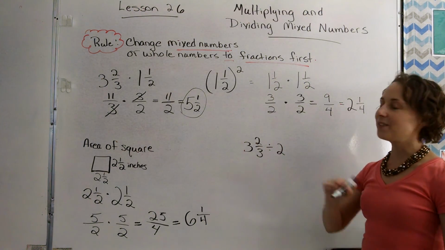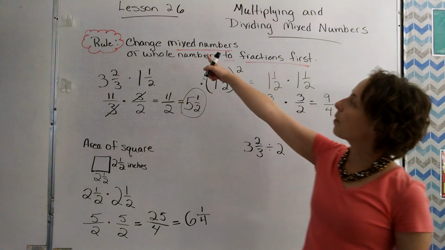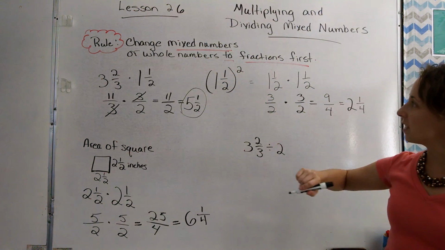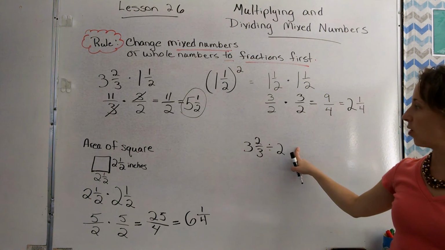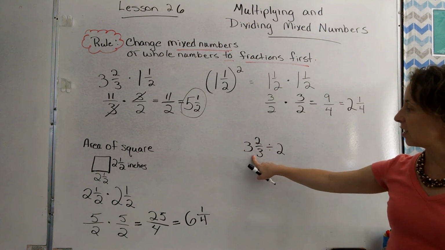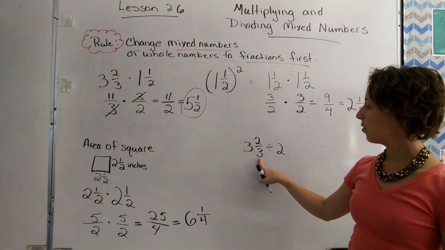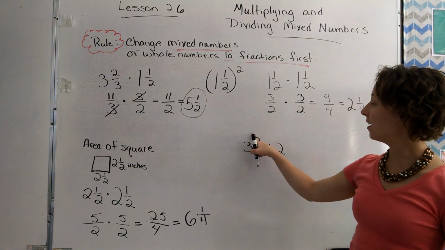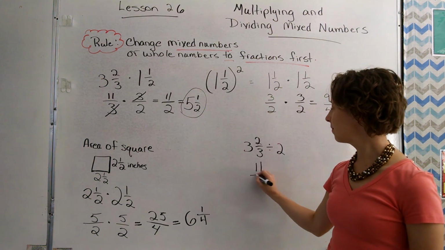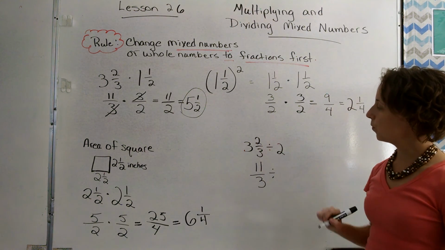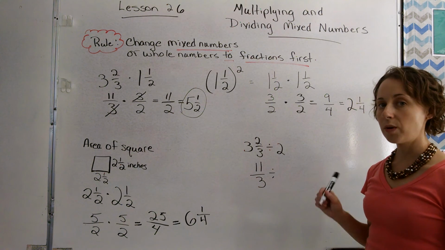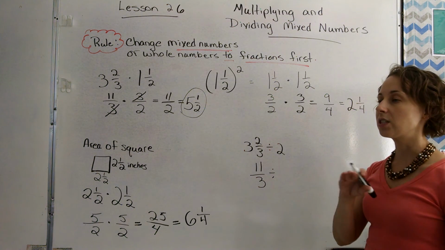All right, last time, and now we have a division problem. Start by practicing your rule. Change mixed numbers and whole numbers into fractions. I've got both a mixed number and a whole number. Let's change this to an improper fraction. 3 times 3 is 9, plus 2 is 11, divided by 2. To change a whole number into a fraction, you just put it over 1.